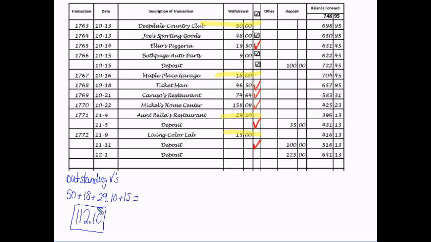Then the next thing I want to do is add up the outstanding deposits. These are deposits that have been made that didn't show up on the statement yet. That one's checked off, this one's checked off, this one's checked off, so I only have one that's not checked off. So that was really easy to add up.